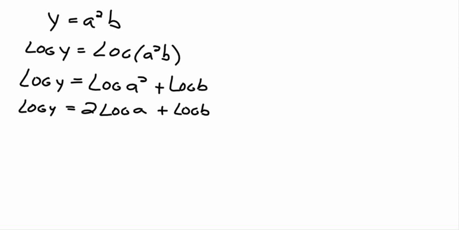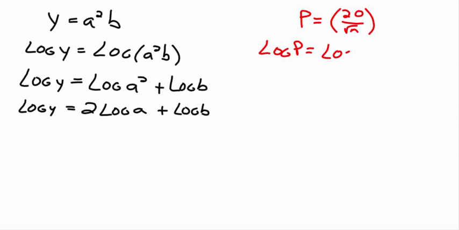So we can do another one. We'll see what another one looks like here. P equals 20 over the square root of n. I just kind of gave it away. We're going to take the logarithm of these things, just like in the last one. So we're going to have log of p equals log of 20 over the square root of n.